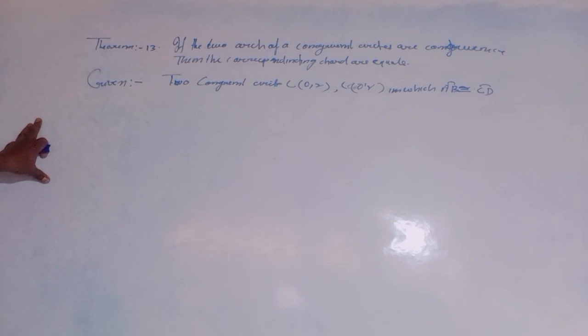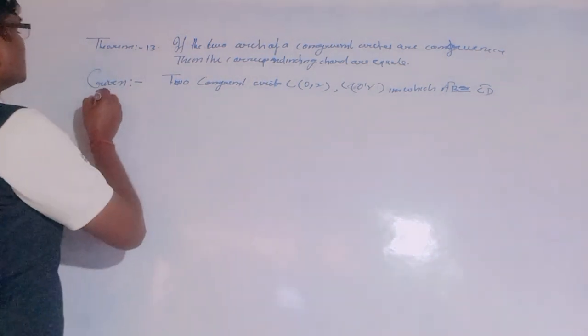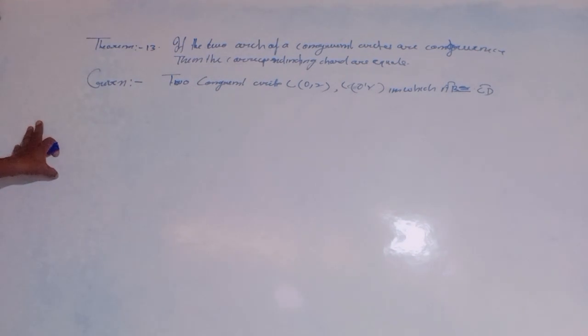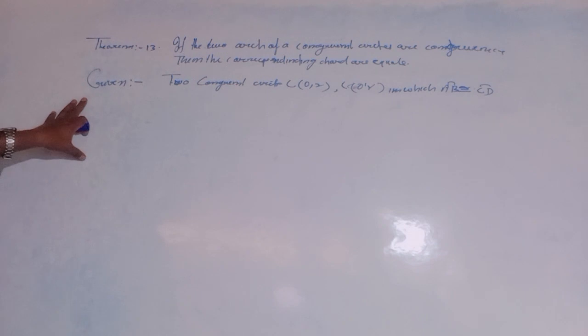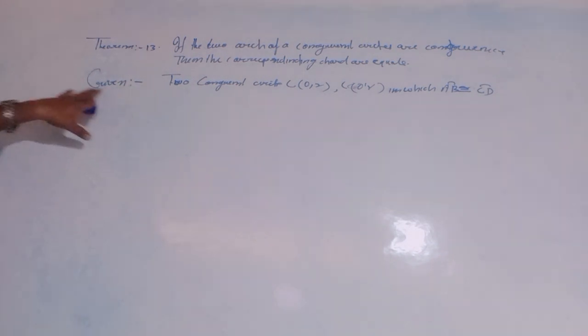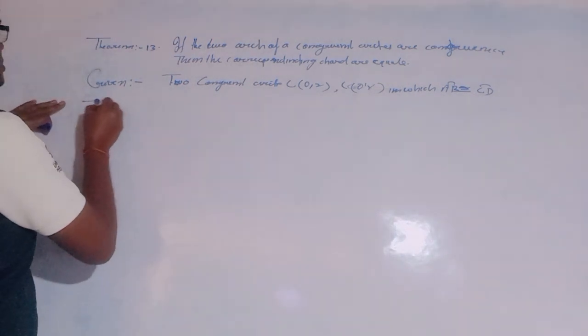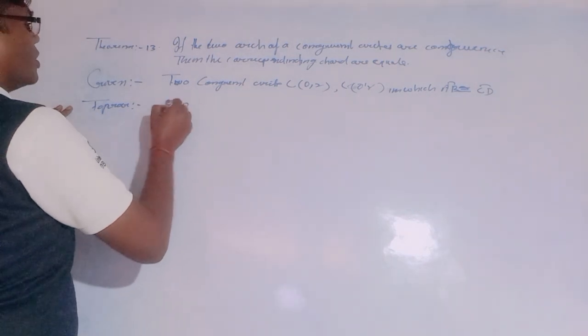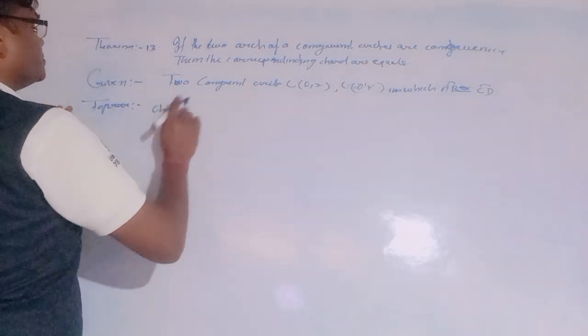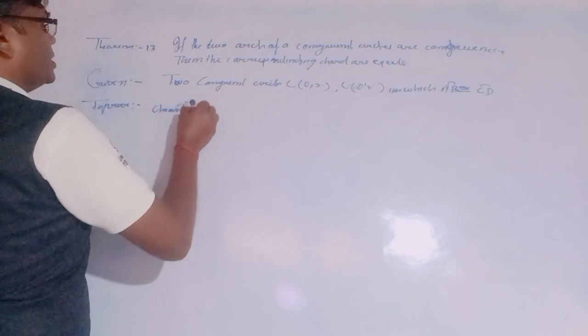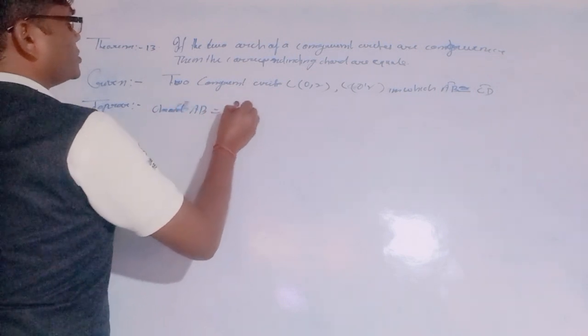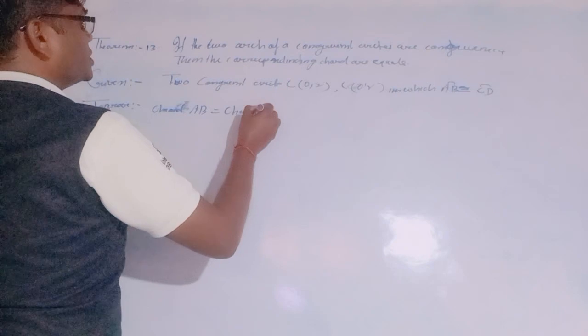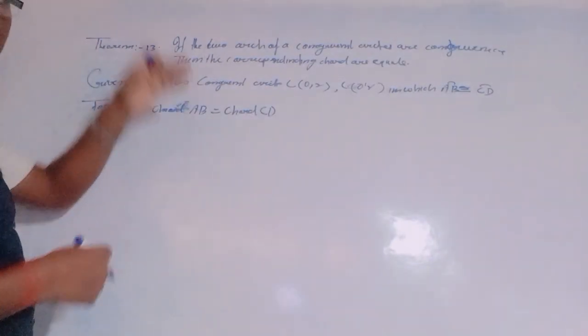We have to prove that chord AB is equal to chord CD. AB and CD are equal.